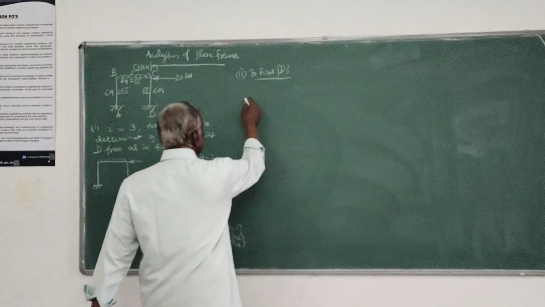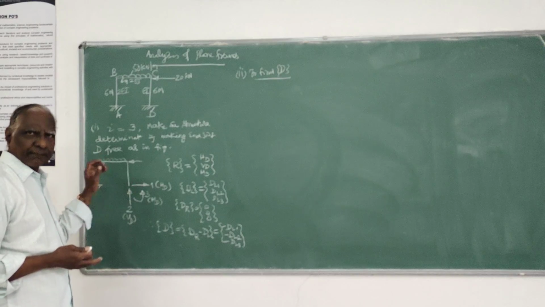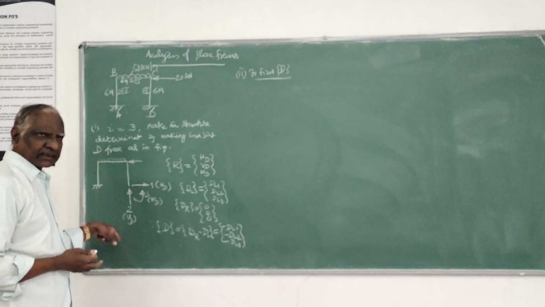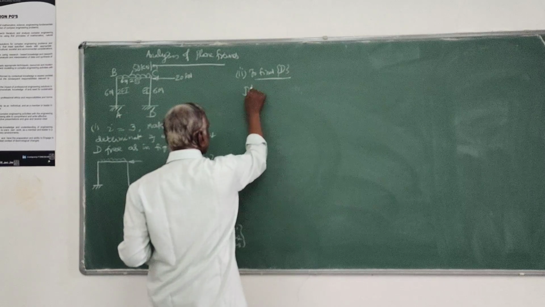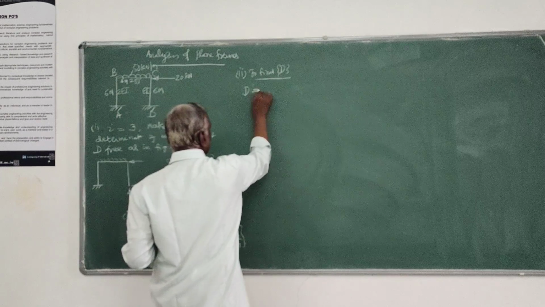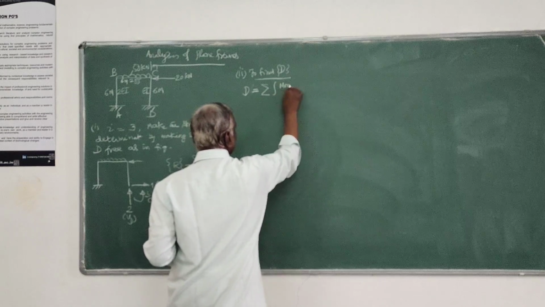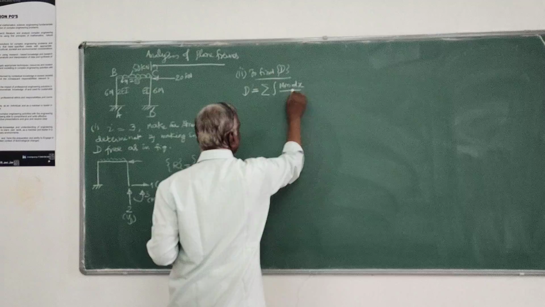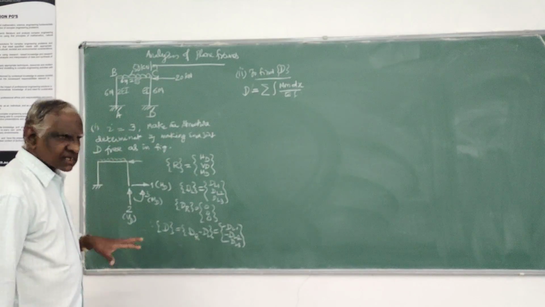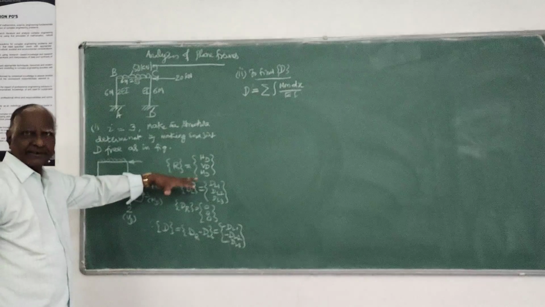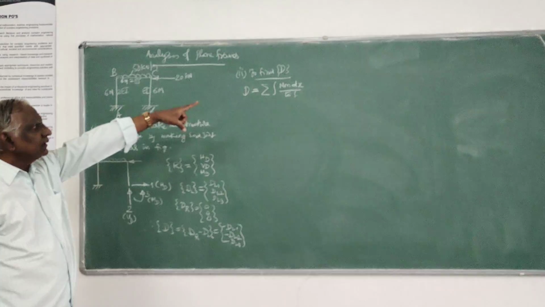Now straight away we will adopt that strain energy method or dummy load method for evaluating this displacement. So we know that D is equal to sigma of the integral of M m dx divided by EI. It is the formula we have. Displacement along any coordinate is given by that formula.